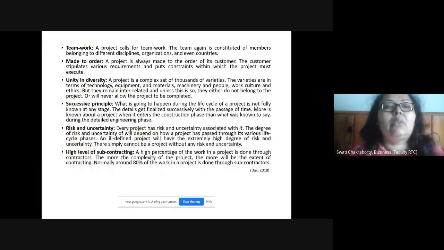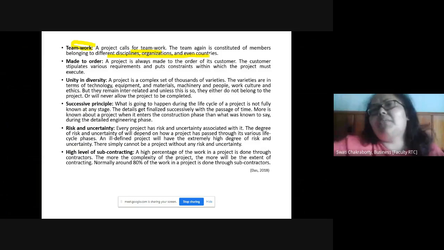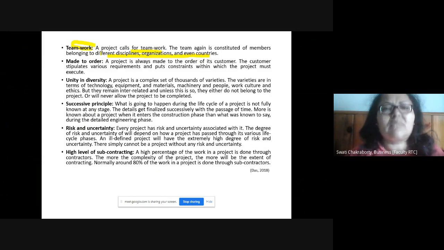Teamwork: a project has to be done by people. It's not one person's work. So you have people from different disciplines, organizations, even countries. Outsourcing happens, with experts from different parts helping. Some are providing you with the materials. When you do your project, you will have to take the help of others to provide you with all the information.